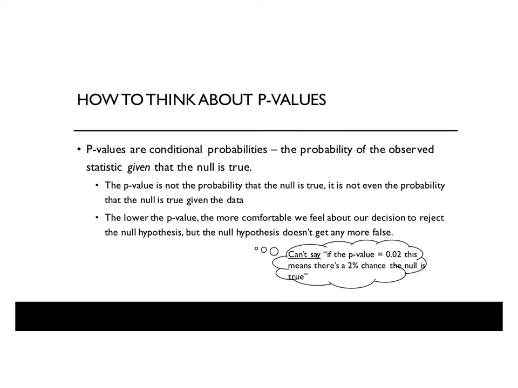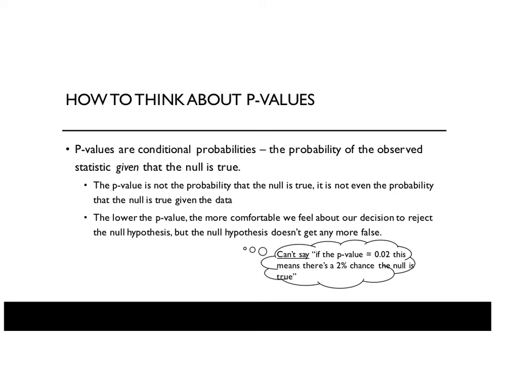Remember, p-values are conditional probabilities, meaning the probability of the observed statistic given that the null is true. The p-value is not the probability that the null is true. It is not even the probability that the null is true given the data. Remember, the lower the p-value, the more comfortable we feel about our decision to reject the null hypothesis. But the null doesn't get any more false, meaning we can't say if the p-value equals 0.02, this means there's a 2% chance the null is true.